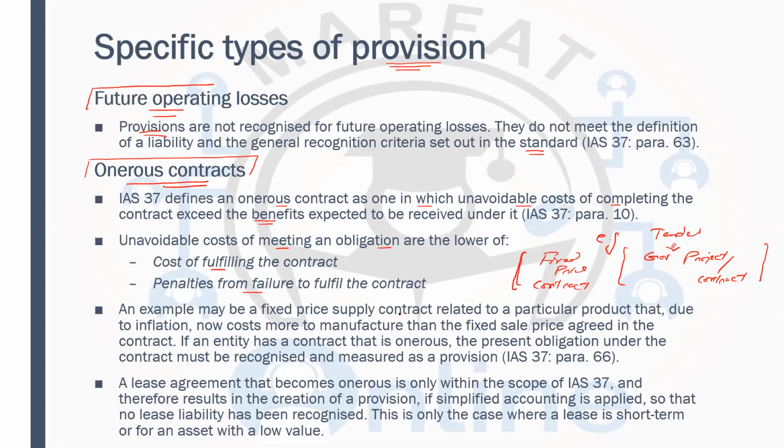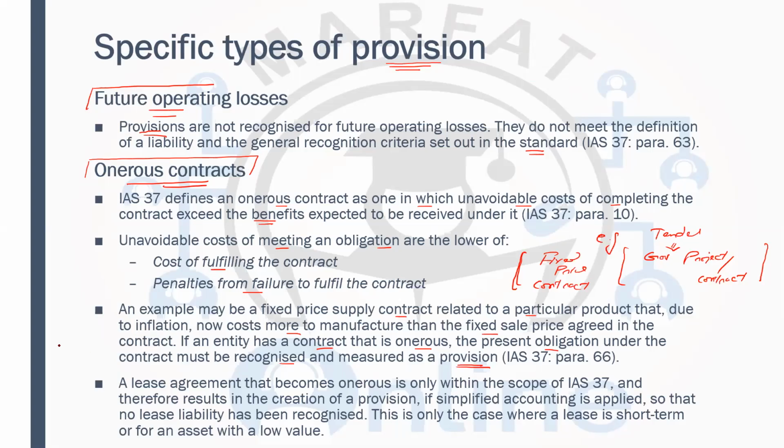An example may be a fixed price supply contract related to a particular product that, due to inflation, now costs more to manufacture than the fixed sale price, the example I have given you. If an entity has a contract that is onerous, the present obligation under the contract must be recognized and measured as a provision. So this is something you need to remember.